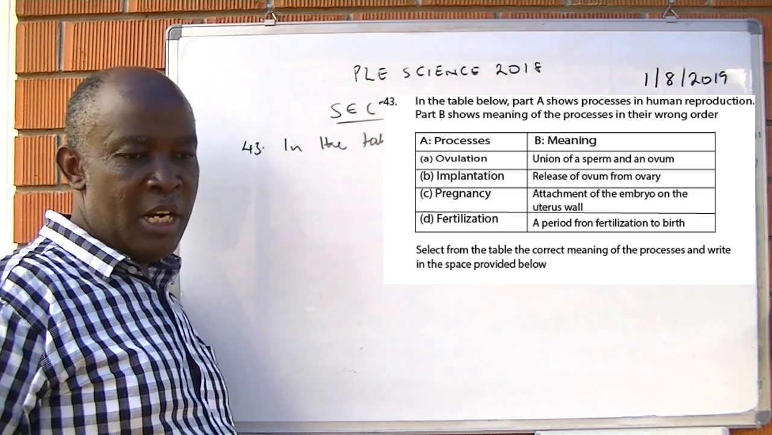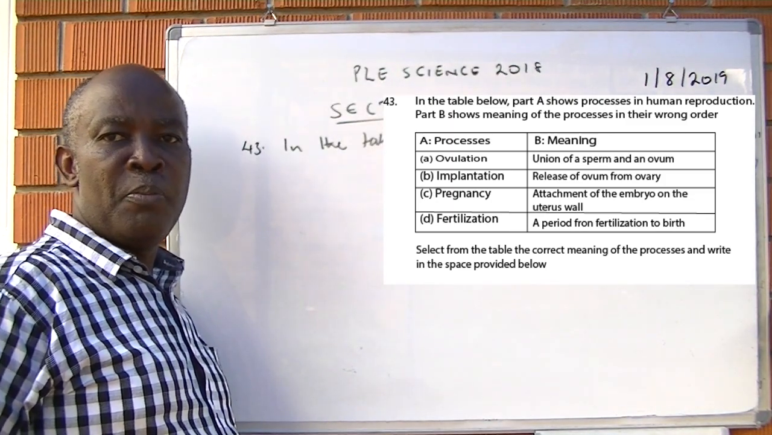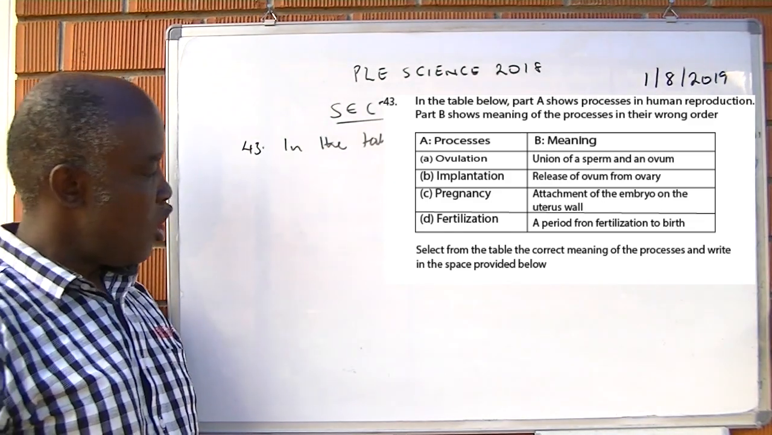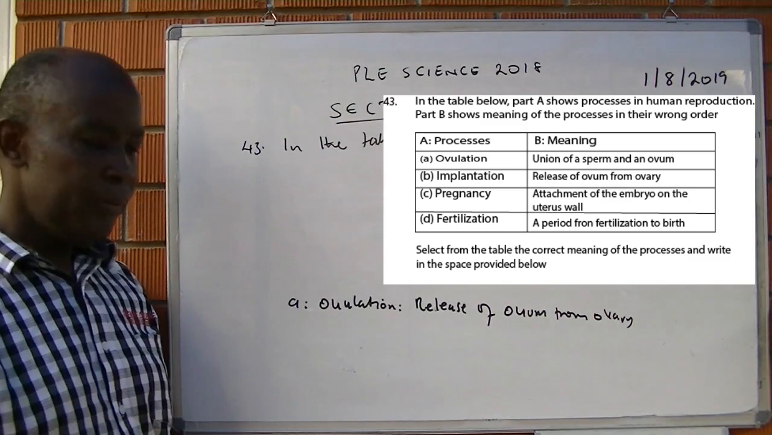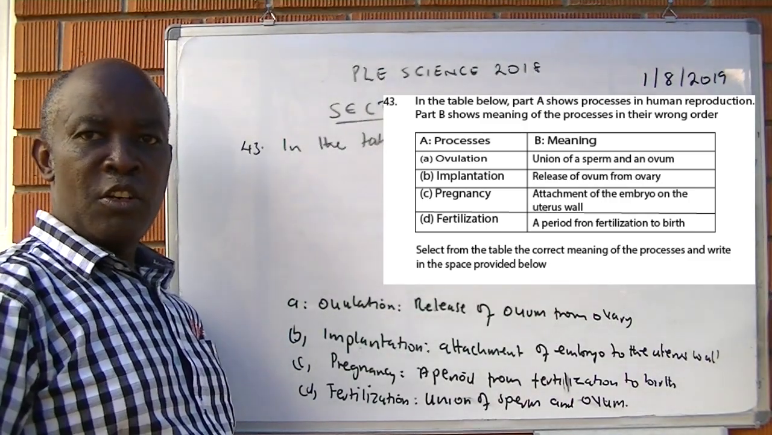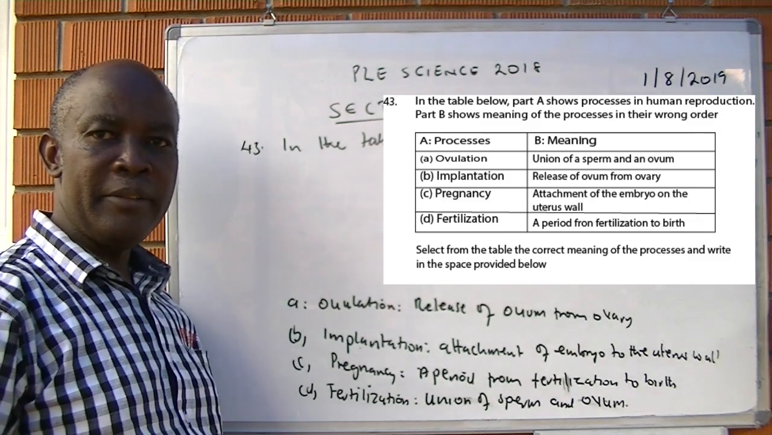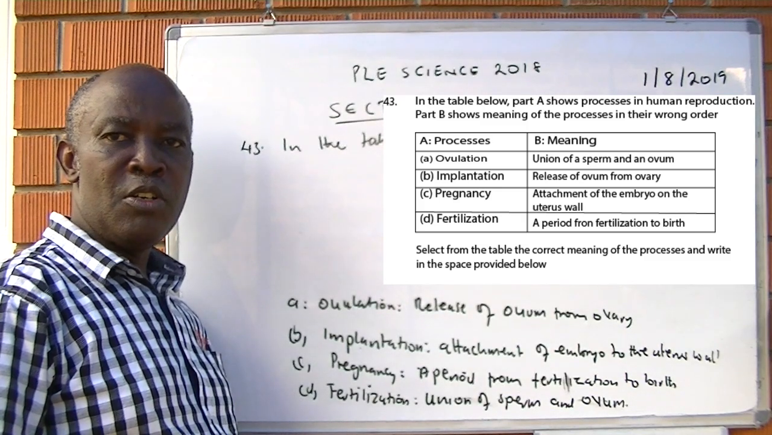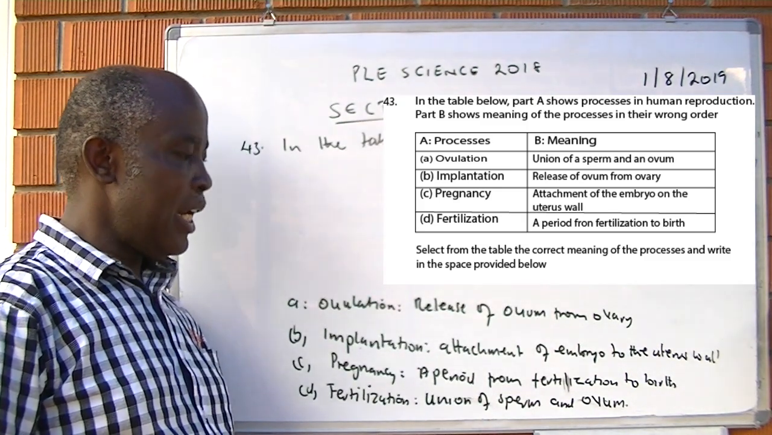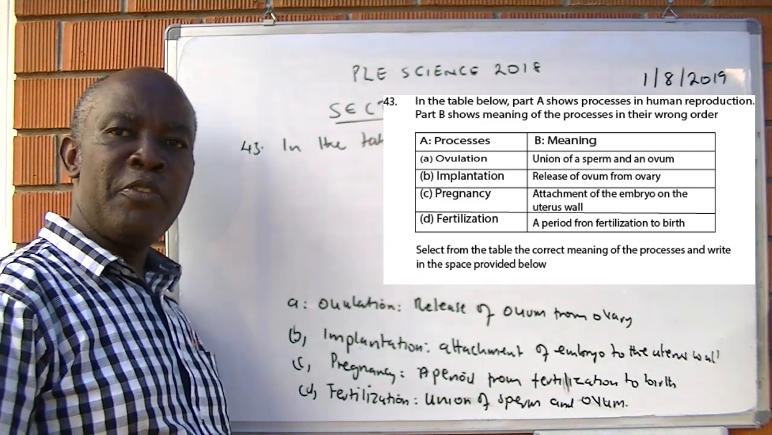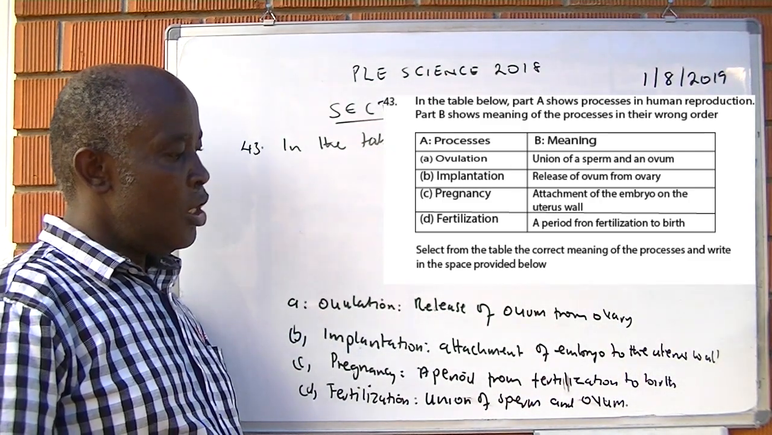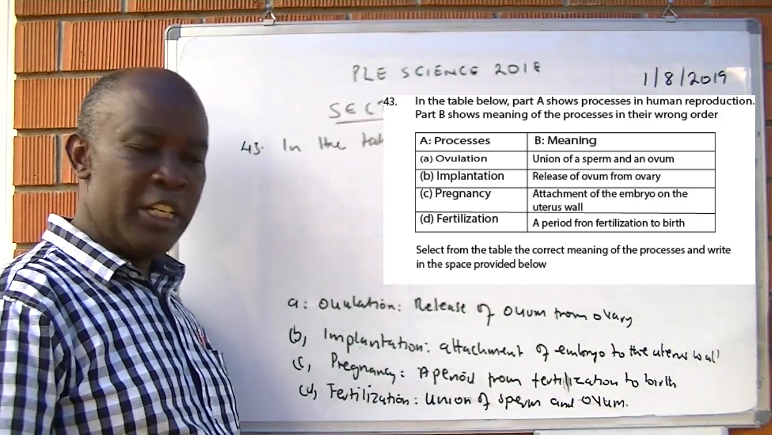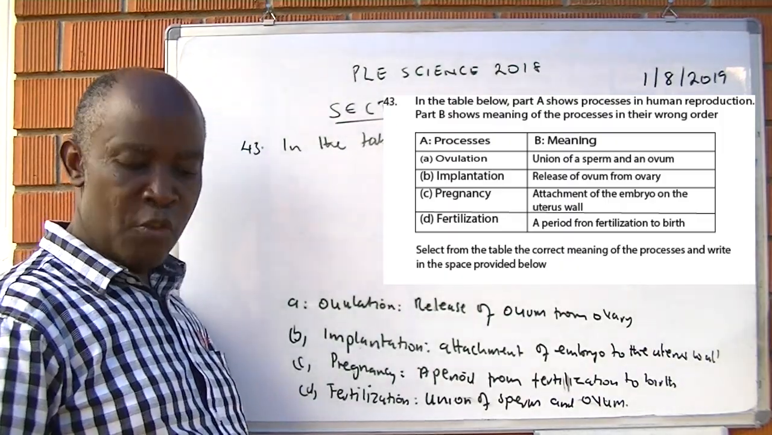Select from the table the correct meaning of the processes and write them in the spaces below. A, ovulation is release of egg from ovary. B, implantation is attachment of embryo to uterus wall. C, pregnancy is a period from fertilization to birth. D, fertilization is union of sperm and ovum.